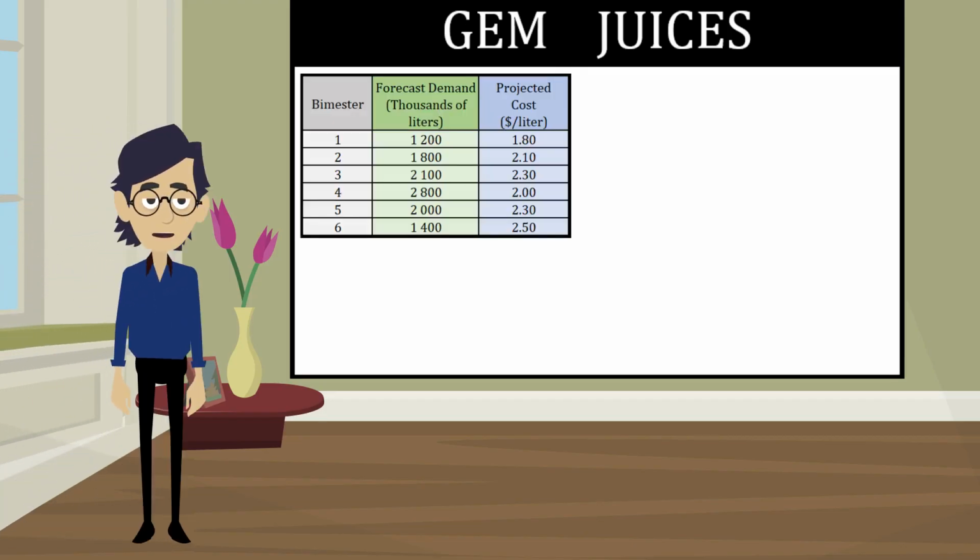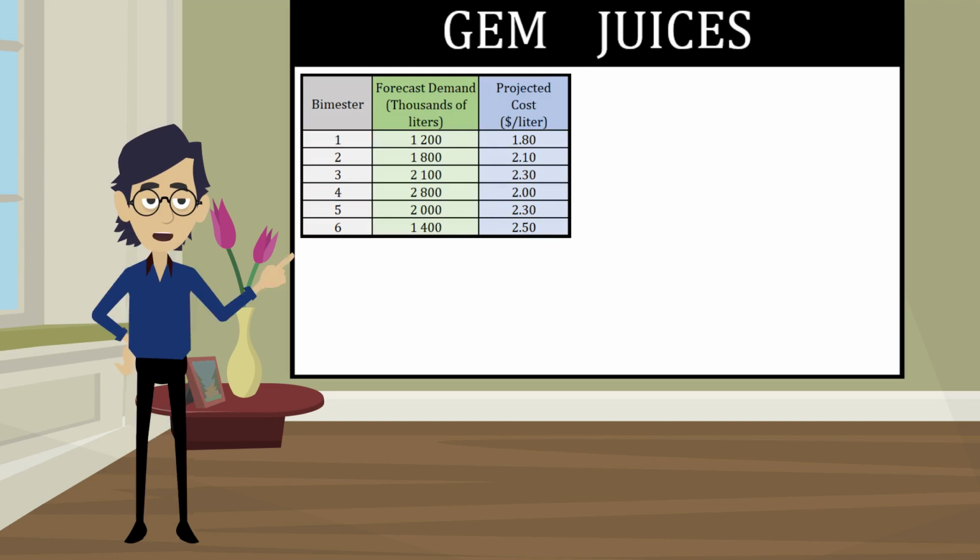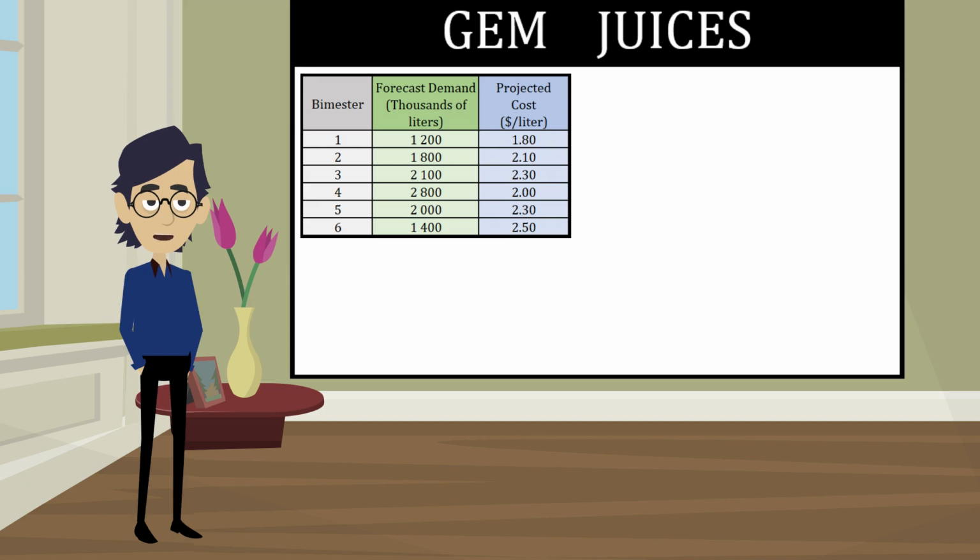Very good. Let me show you the relevant data. This table shows the projections of GEM about the demand and cost for this particular type of juice during the next 6 bimesters. The sale price is constant throughout the year. Each liter of juice is sold at $2.70.